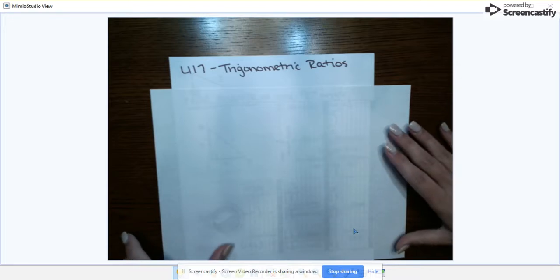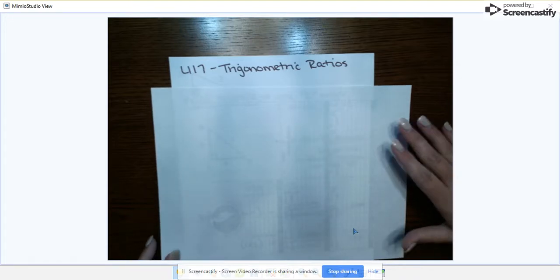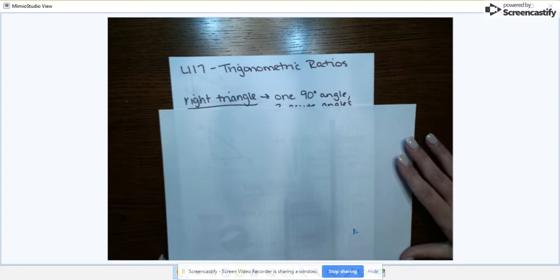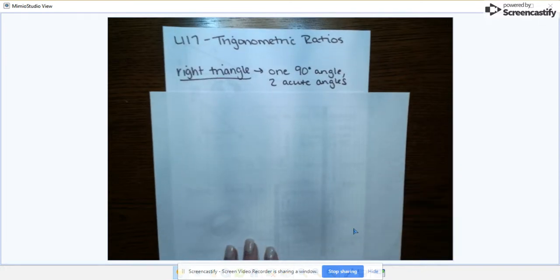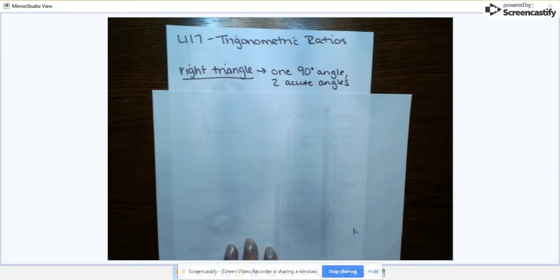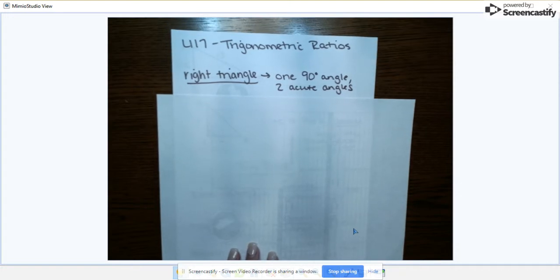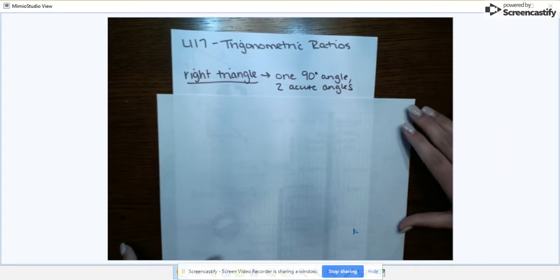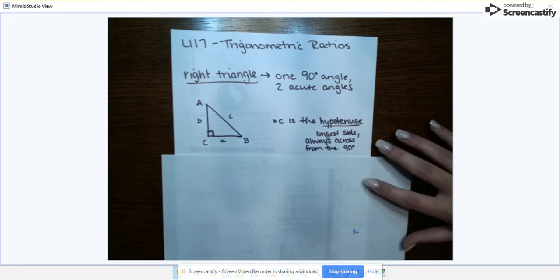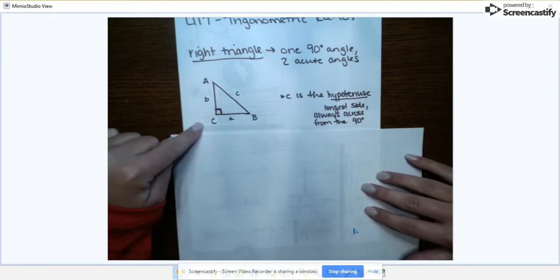Alrighty, we're going to look at trigonometric ratios today. In order to look at these trig ratios, we have to have a right triangle. And if you recall from earlier or previous years, a right triangle is going to have one 90-degree angle, that's our right angle, and then two acute angles. So here's just a really generic triangle.